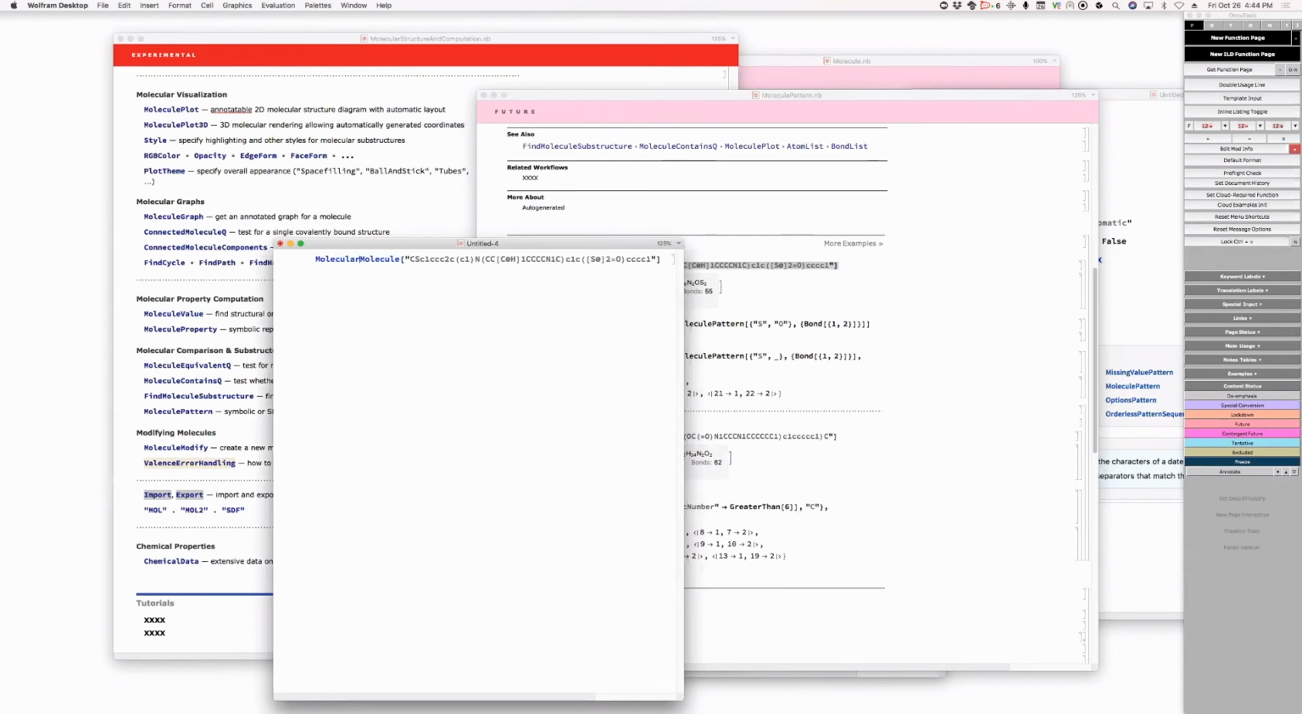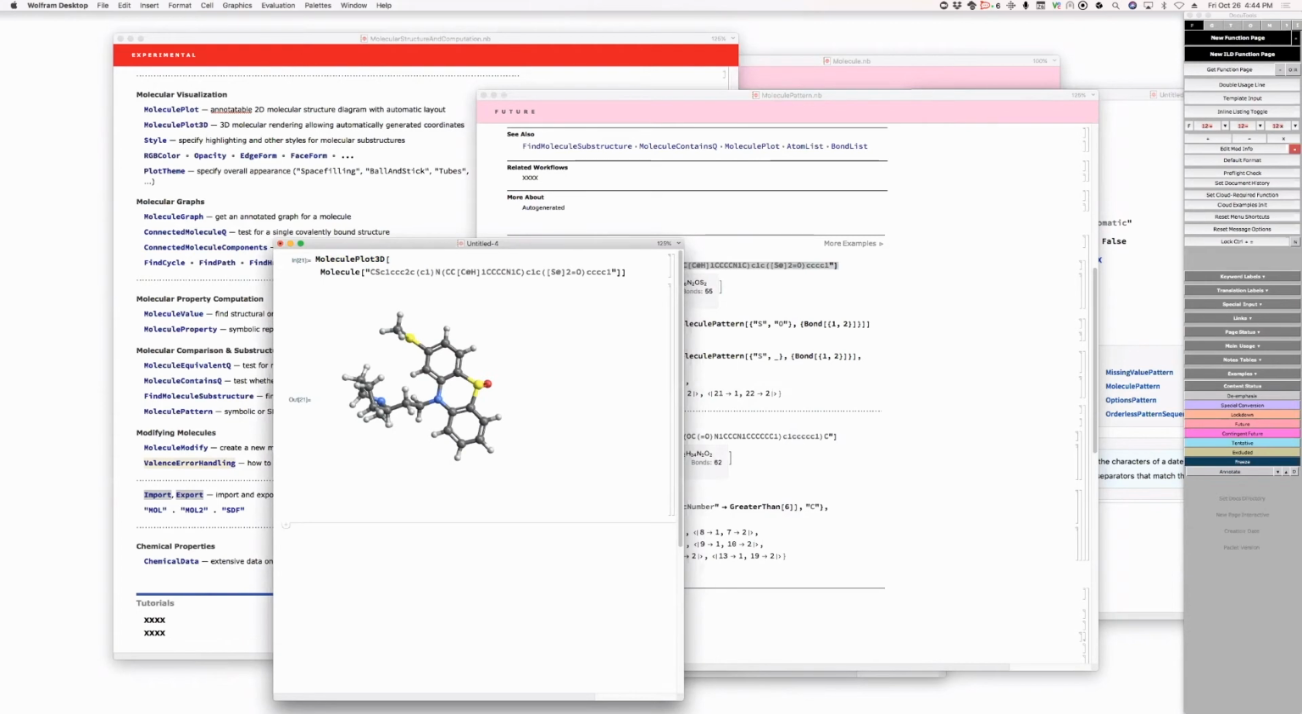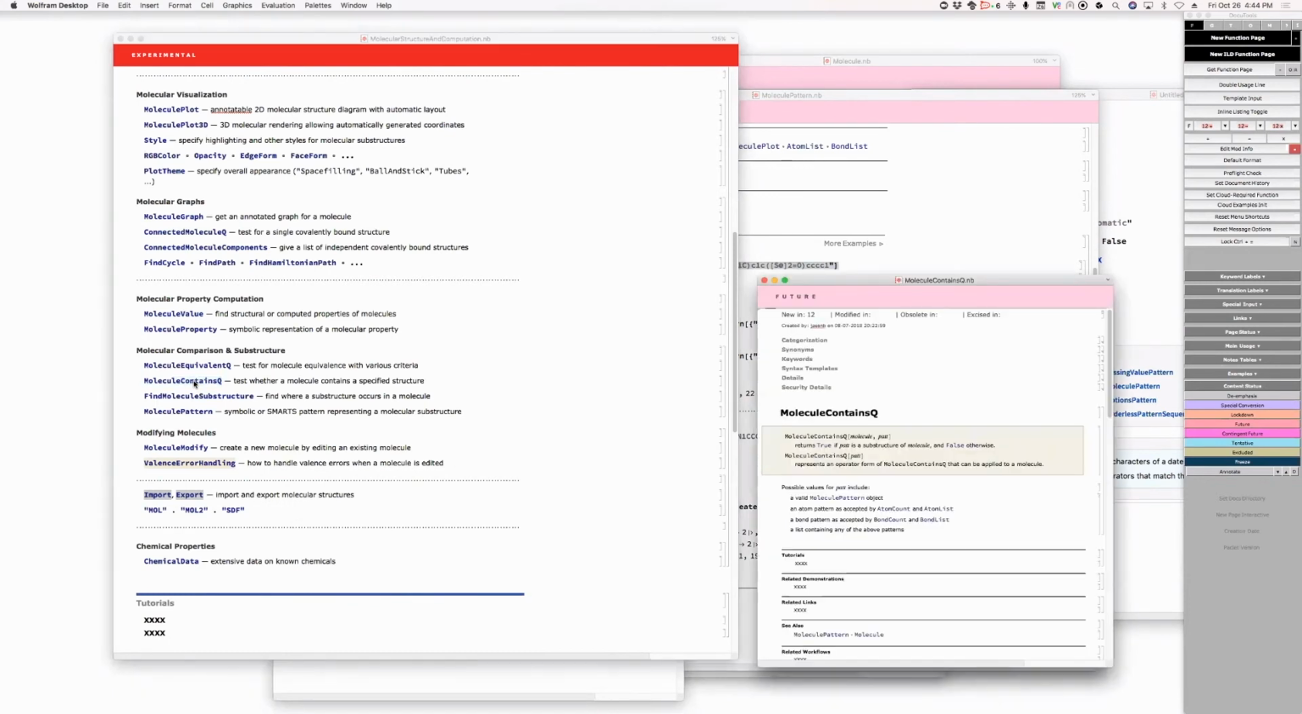So I mean, let's see. Other than that, the only new thing I've added since the last time we talked, I added an operator form for molecule contains Q. Seems fairly uncontroversial to do so. I agree.